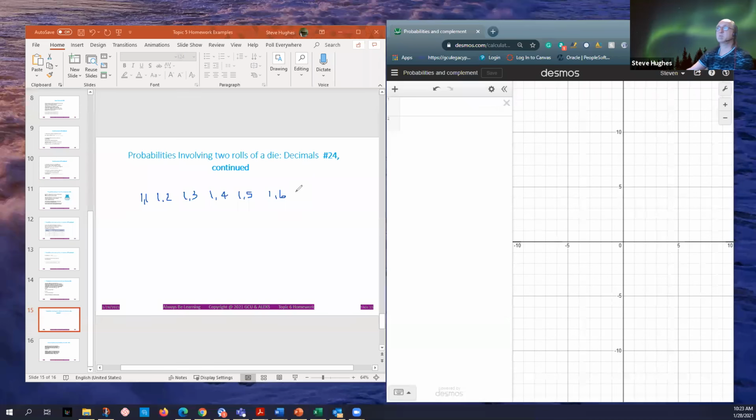What am I saying here? I'm saying that I could roll a 1 on the first die every single time, and I could roll a 1, 2, 3, 4, 5, or 6 on the second die. All right, the second time around, let's use a 2. I could roll a 2 on the first die, a 1 on the second, a 2 and a 2, 2 and a 3, 2 and a 4. You guys with me? 2 and a 5, 2 and a 6.